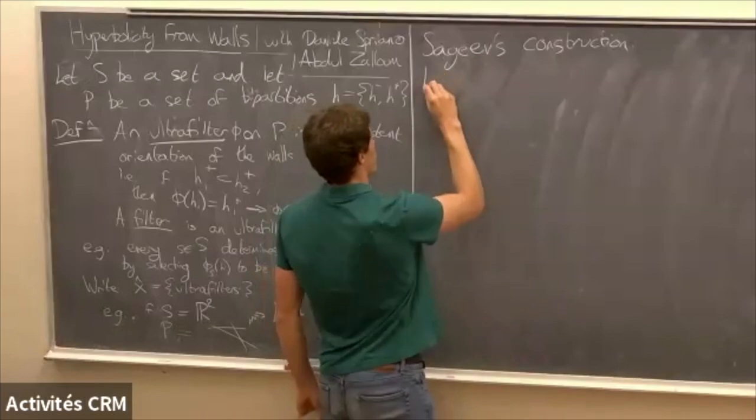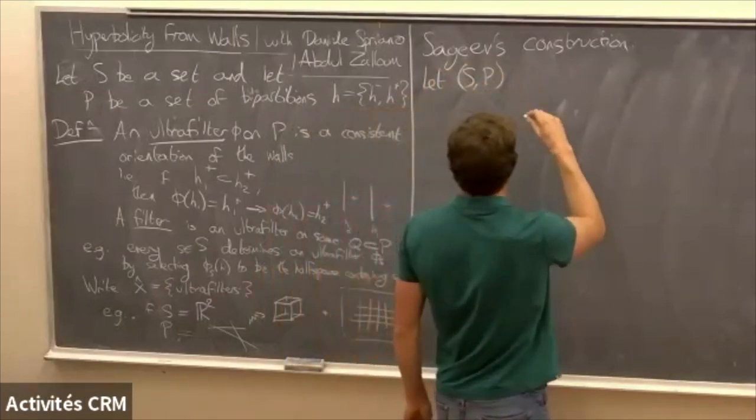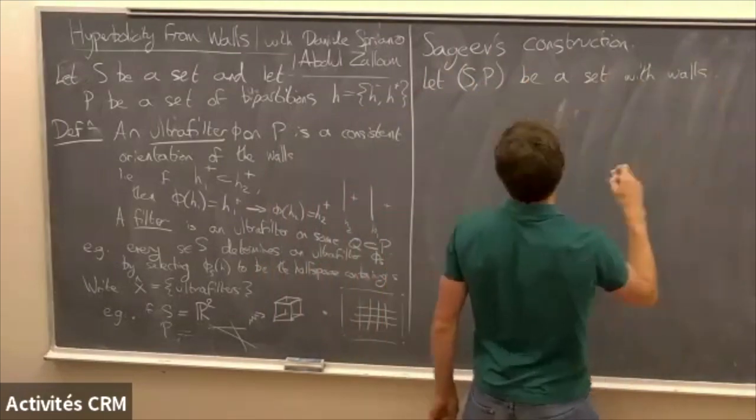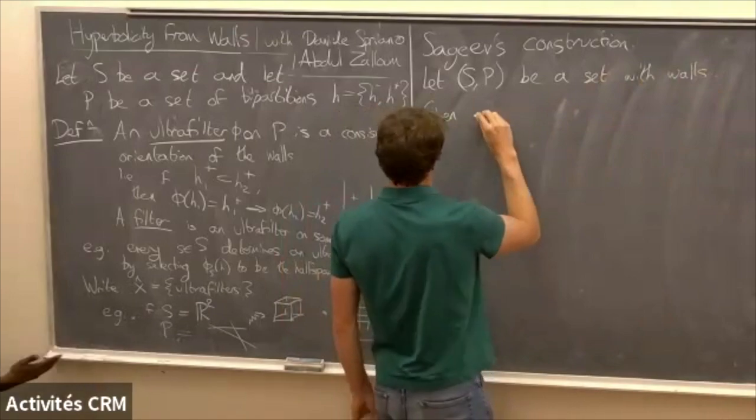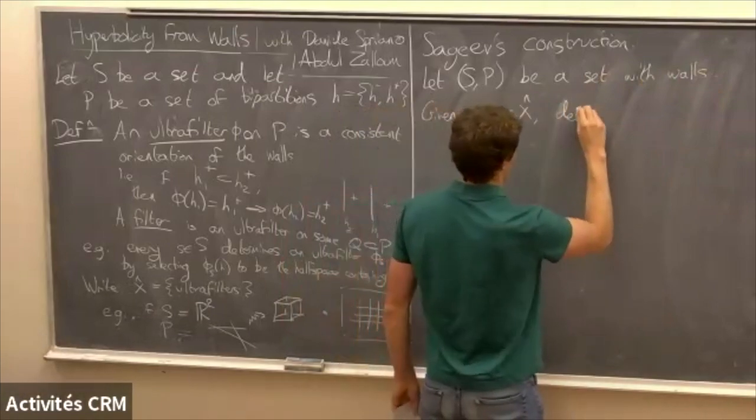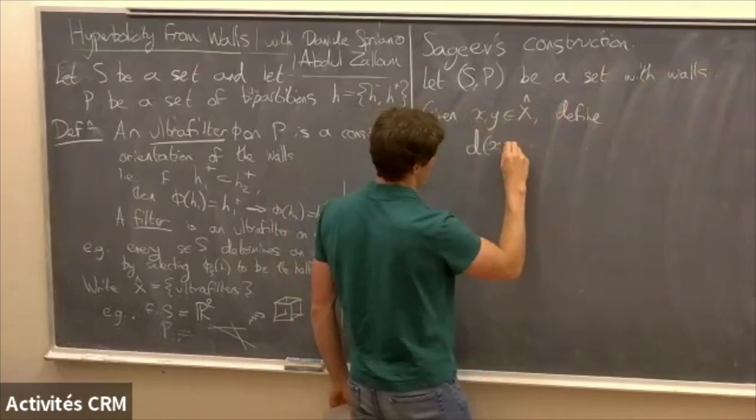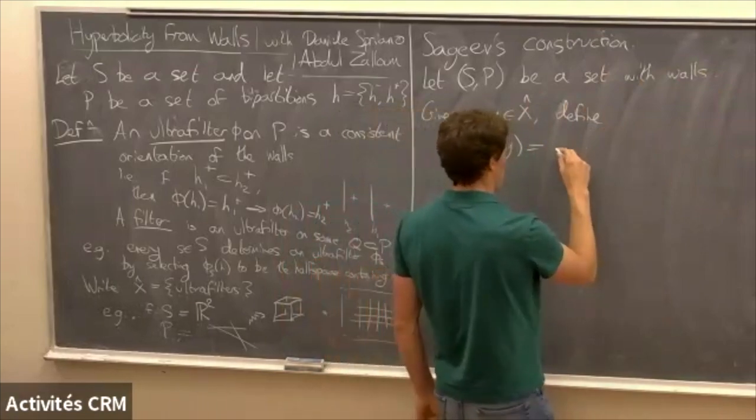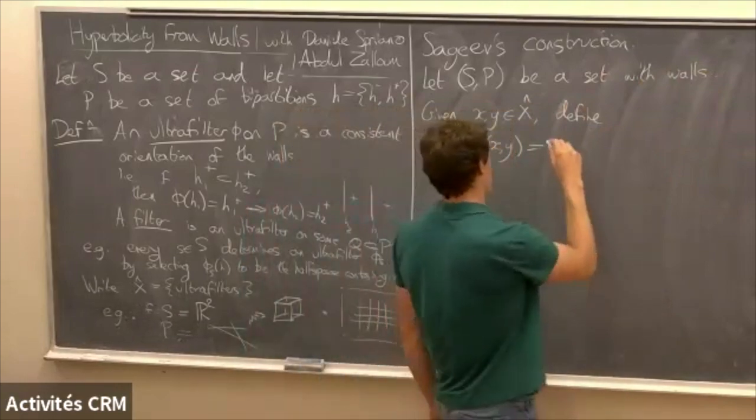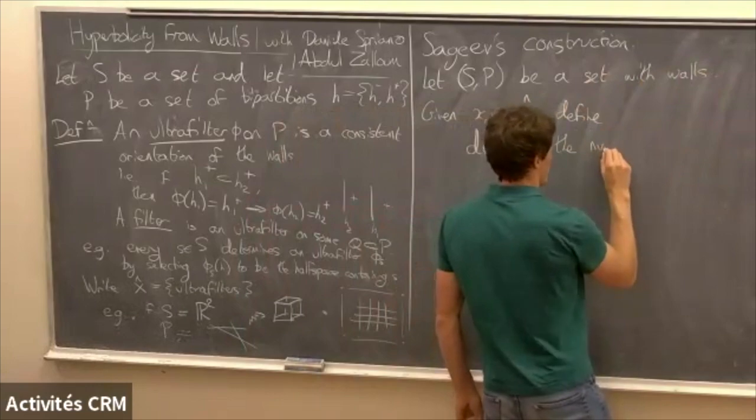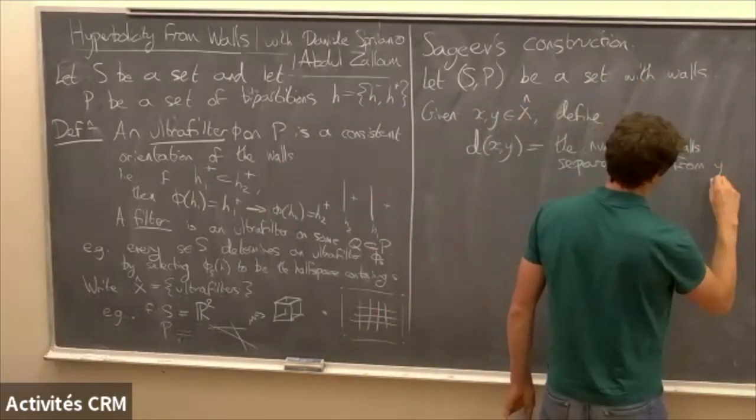Okay, so you start with a set and a collection of walls. And given two ultrafilters, define the distance from X to Y. This is just the number of walls that separate them. This is the same as what Atelier had. The number of walls separating X from Y.